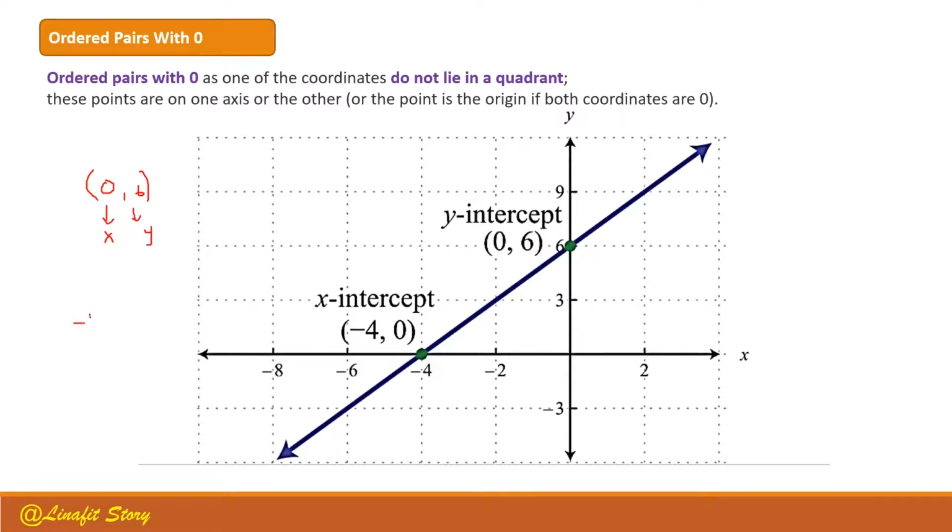Next, (-4, 0). -4 is x, 0 is y. So over here, this is (-4, 0). This is the x-intercept, meaning when y is 0, x is -4.